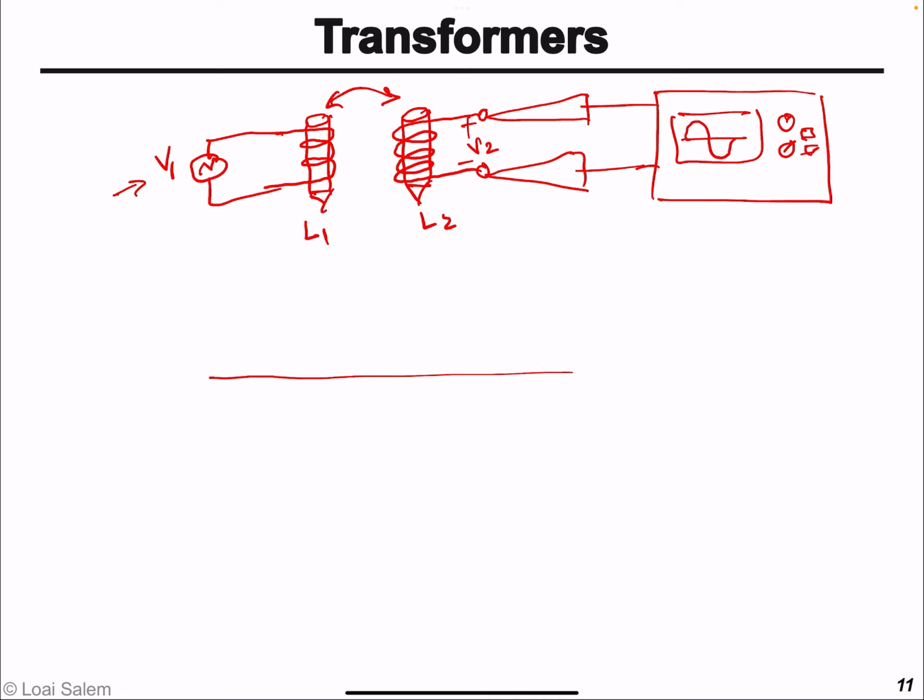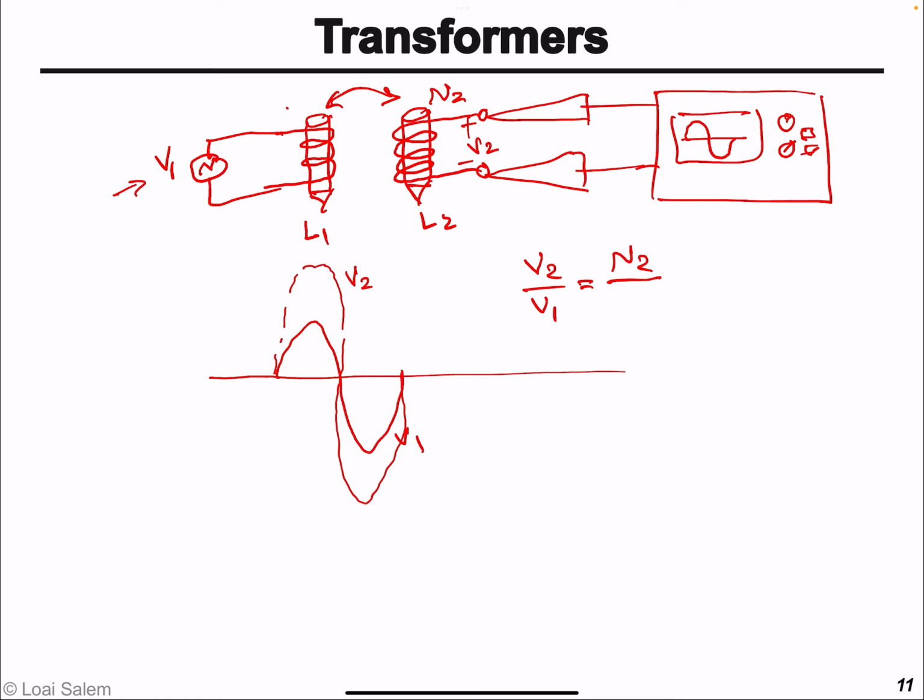So let's put it here. If this is V1, we'll find V2 has the same waveform, however a different amplitude, such that the amplitude of V2 divided by the amplitude of V1 is equal to the number of turns of coil 2 divided by the number of turns of coil 1.